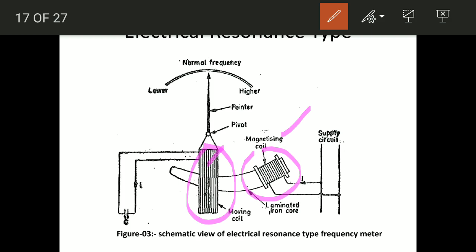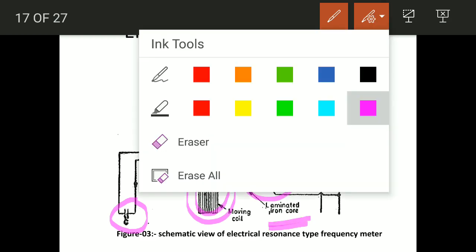Now from this diagram it is very clear that a pointer is connected to a moving coil in order to indicate the actual value or normal value of the AC quantity. Here in this case, a calculated value of capacitor is connected across the moving coil. And from this diagram it is also clear that both the coils, that is the fixed coil, which is also known as the magnetizing coil in this case, and the moving coil are placed on a laminated iron core.